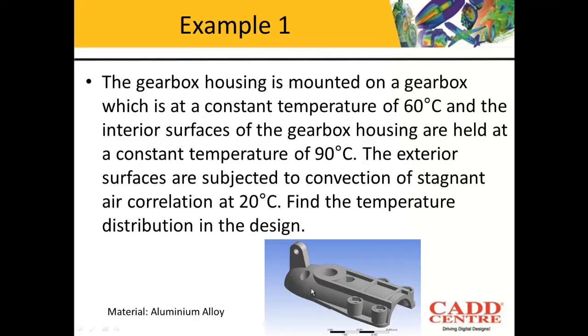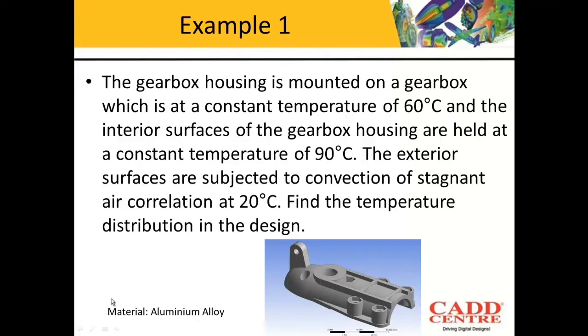So the outside surfaces of the gearbox housing are subjected to convection of stagnant air. The outside atmosphere is air, so the coefficient, we will understand how to apply this condition in Ansys Workbench. The ambient temperature is 20 degrees Celsius. So this is what we have. We know the data now. The material that we are going to use for this gearbox housing is aluminum alloy.